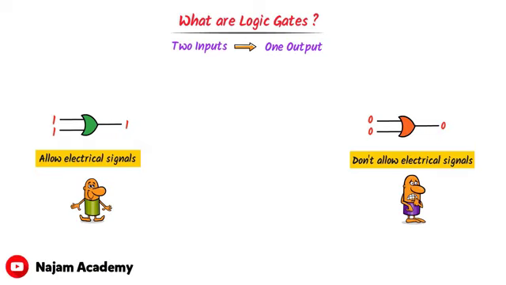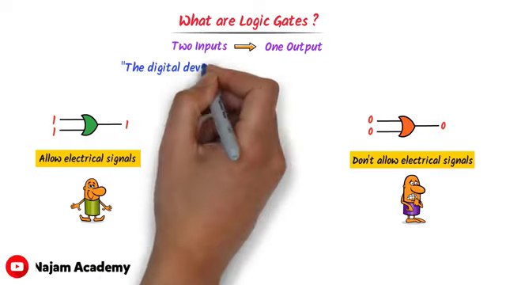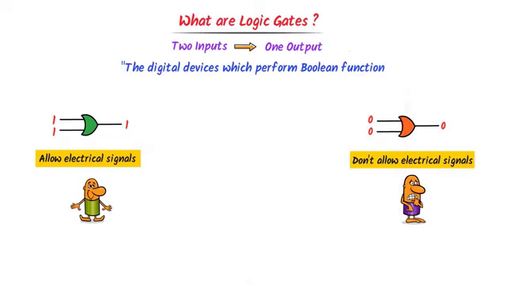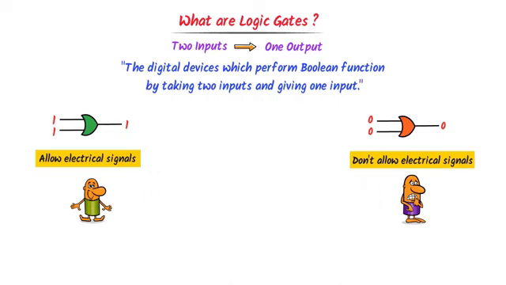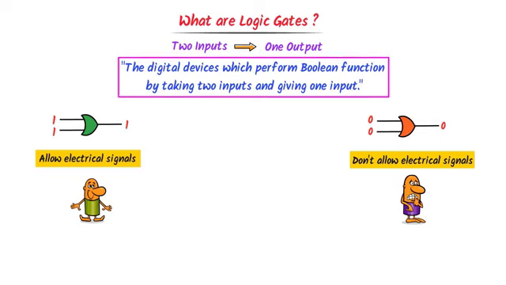Therefore, we define logic gates as the digital devices which perform Boolean function by taking two inputs and giving an output. Let me repeat it. The digital devices which perform Boolean function by taking two inputs and giving an output.